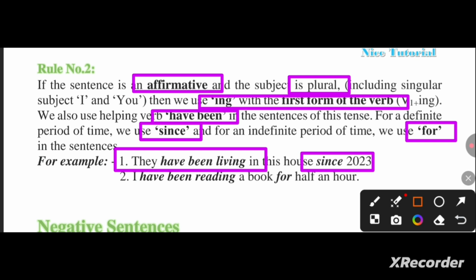When the subject is I, we have to use the same rules which are applied to the plural subjects. Whether the singular subject is I or you, we have to use the same rules which are applied to the plural subjects. Now again, helping verb have been has been used over here. Ing is used with the first form of the verb and period is not definite. That's why we have used the word for over here.